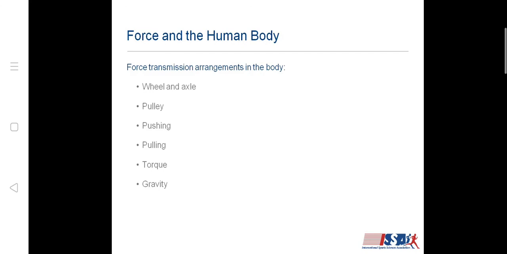There are many force transmission arrangements in the body. One arrangement is the wheel and axle arrangement, which can be found in the lateral rotation of the shoulder joint. A pulley arrangement can be found in the patella.